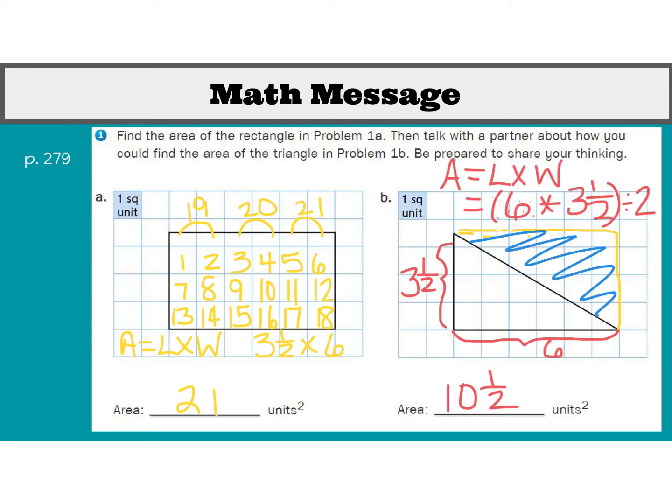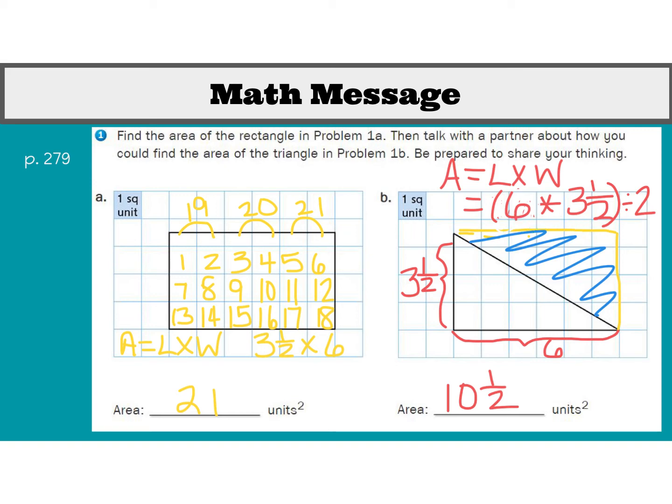Did you figure it out? Let's take a look. So notice what I did was I looked at what is my length of this. If it were a rectangle, it would be 6 units. My width would be 3 1/2 units. I took the formula that this is the part that we know, and we're going to plug that in. So we've got 6 times 3 1/2.